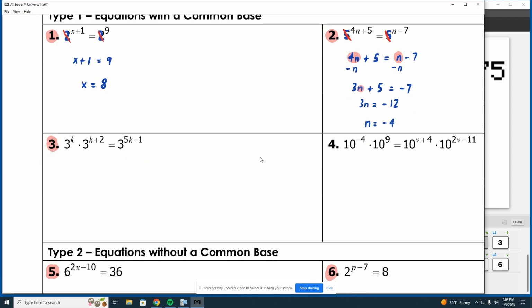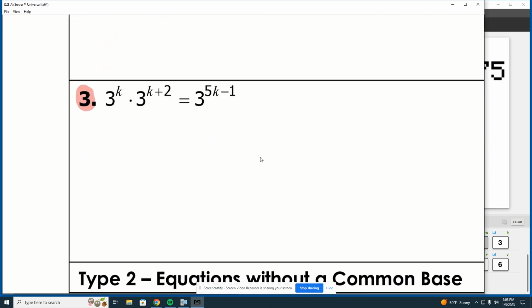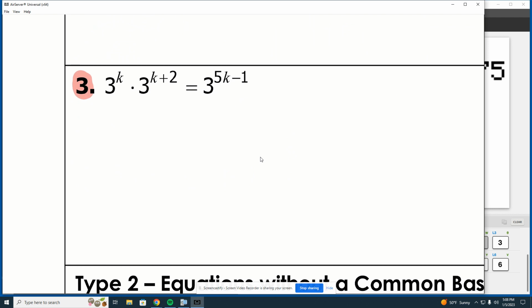Now they'll get harder. For example, look at number 3. Yeah, I know that all of my bases are the same, but I want you to look at this left side. It's got 2 things that are doing what? They're multiplying. Well, if they're multiplying, what's my rule? When I am multiplying and my bases are the same, what's the rule? Well, hopefully you remember, the base stays the same and we add our exponents.